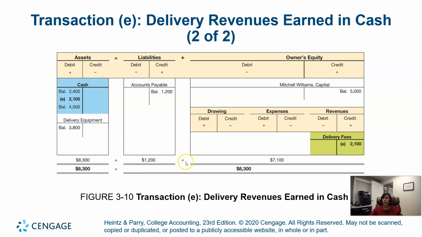Now, if we want to perform the balance sheet equation and we want to add our liabilities, that gets us to $8,300 on the right side of the equal sign, and on the left side of the equal sign is our assets, and they equal. We are in balance. We may move forward.